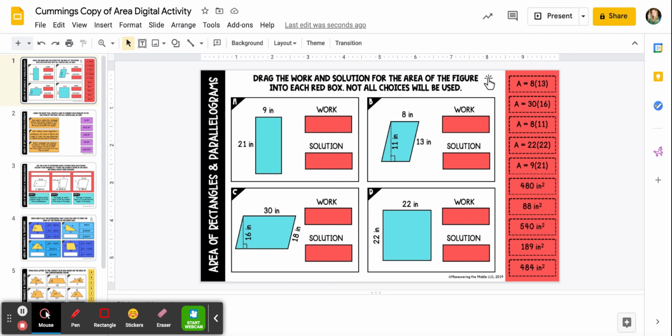All right, this is a recording for the digital activity slides assignment in math that was assigned on May 19th. It says drag the work and solution for the area of the figure into each red box. Not all choices will be used. So on the first one, I'm going to show you the formulas for these.